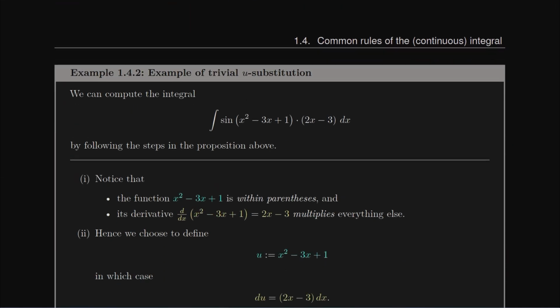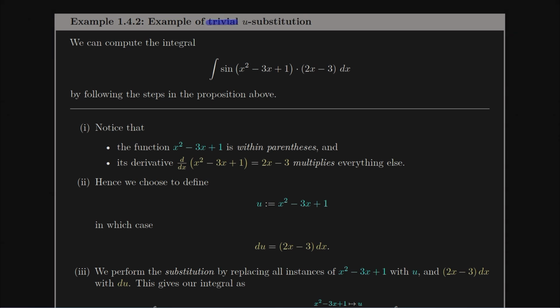I'm not going to go through the proof, but I will go through an example of what I'm calling a trivial substitution. And this is where, like I said before, it's quite straightforward where our derivative of the inside function appears. And we don't kind of have to go through extra work to force it to appear. So in this case, we got the integral, or the antiderivative, of sine of x squared minus 3x plus 1, and we're multiplying that by 2x minus 3. And so it should be fairly straightforward.